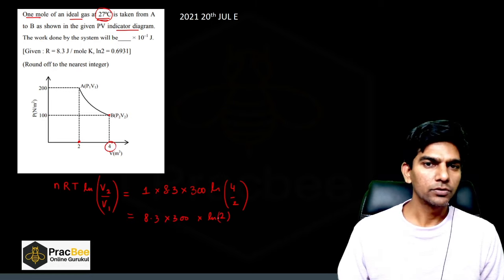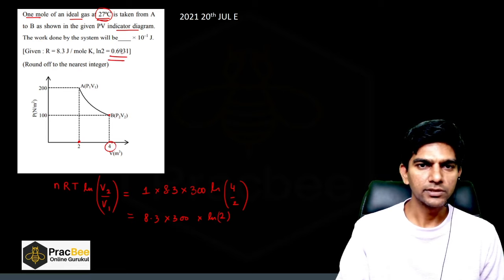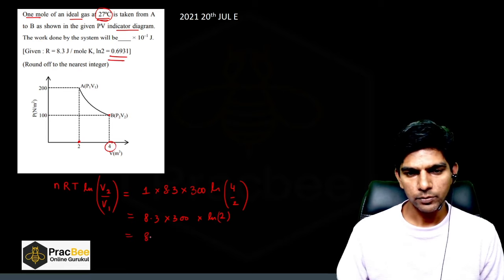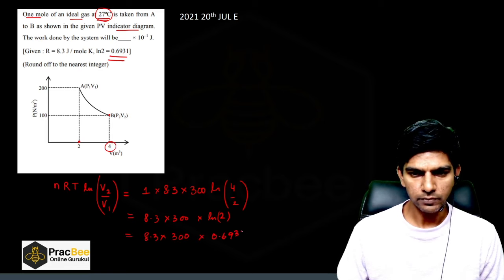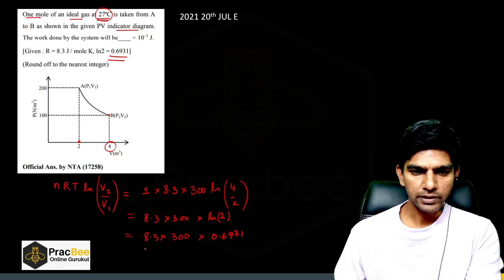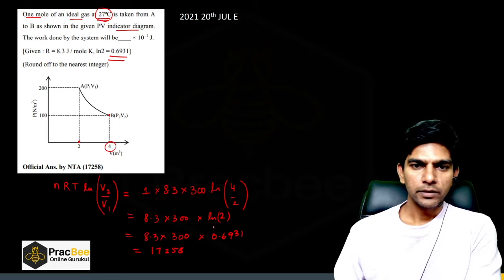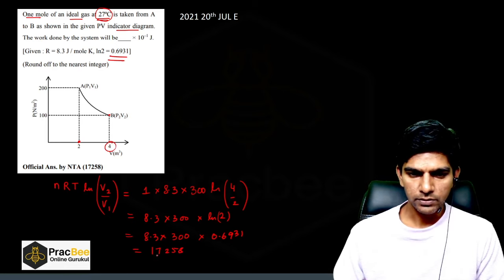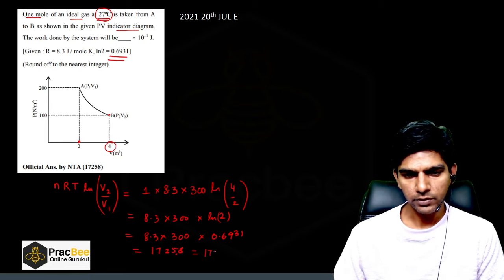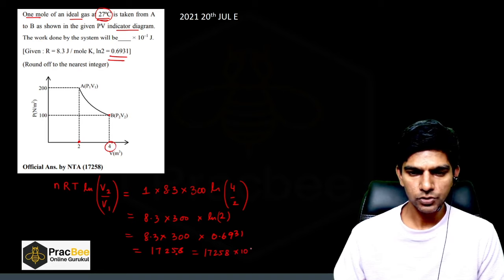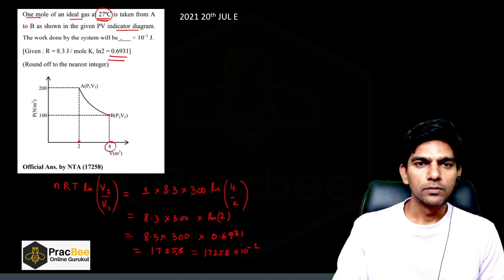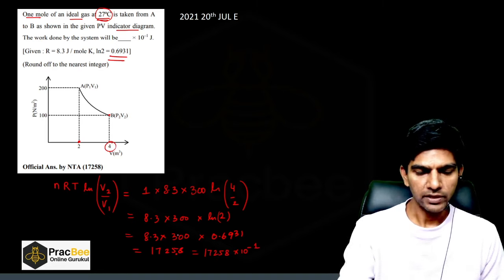And this natural log 2 is nothing but 0.6931. So 8.3 times 300 times 0.6931. If we simplify this, we will get around 1725.8, which can be written as 17258 into 10 raised to minus 1. So the answer will be 17258.